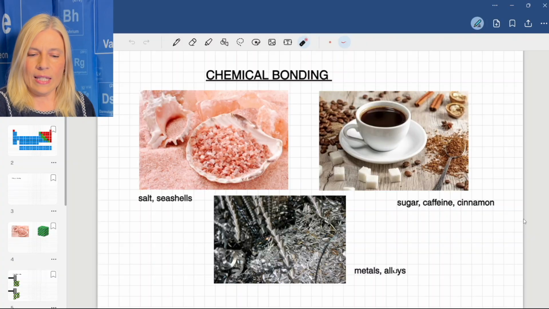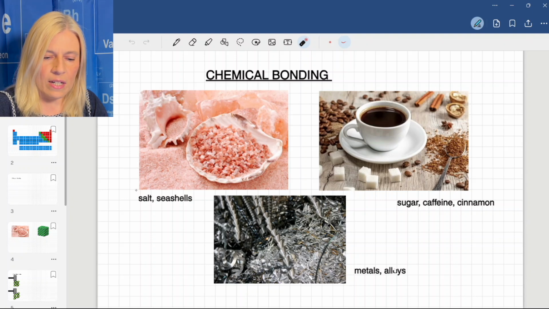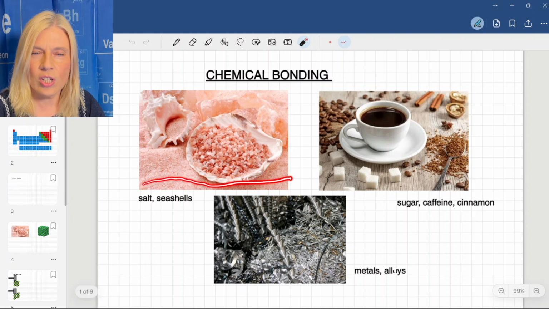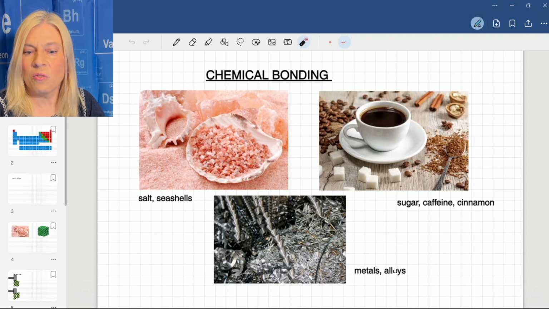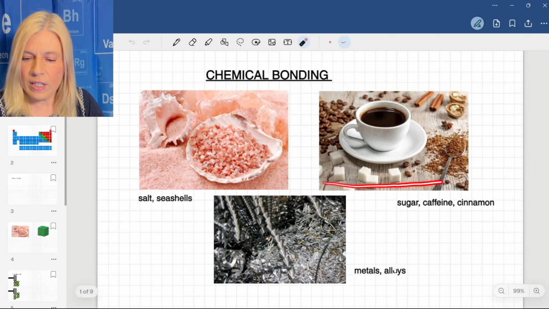All right, let's start. Today's lesson will be about chemical bonding, and let's look at my screen. Let's have a look at these objects that are right in front of us. Here is salt, seashells. Here I would like you to focus on sugar, caffeine, cinnamon, water. And here we have metals and alloys.